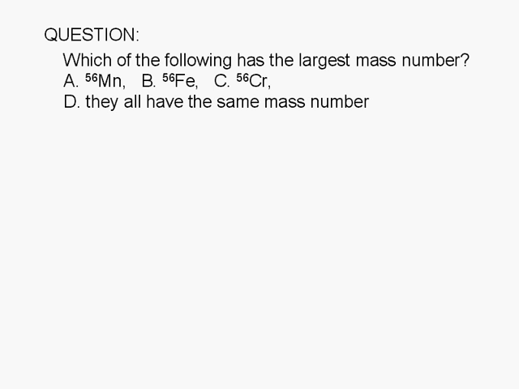Which of the following has the largest mass number? A. Manganese 56, B. Iron 56, C. Chromium 56, or D. They all have the same mass number.